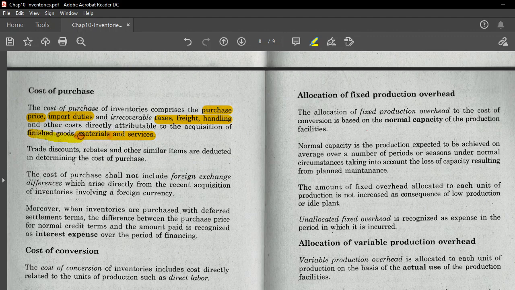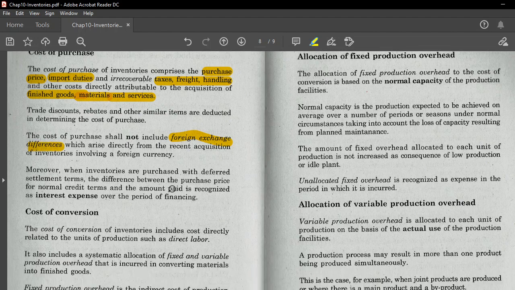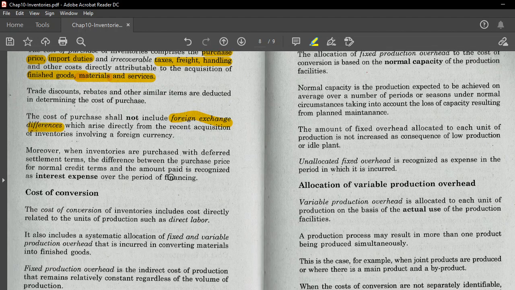And your finished goods. So all the costs you incurred to buy the item, and the item itself, the cost of the item itself is your cost of purchase. However, it is stated here that any foreign exchange difference will not be considered as cost of purchase. Okay?